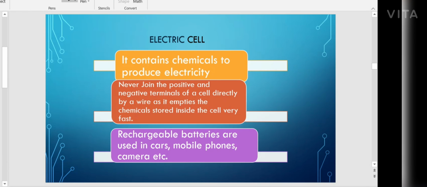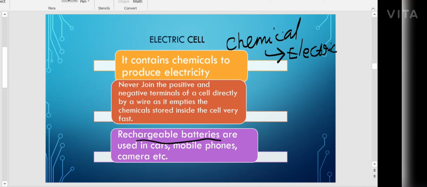The next one is the electric cell. Here I told you that there are many chemicals stored inside. So the chemical energy is converted to electrical energy. So we are getting electrical energy from the conversion of this chemical energy. And two terminals are there, positive and negative terminal.